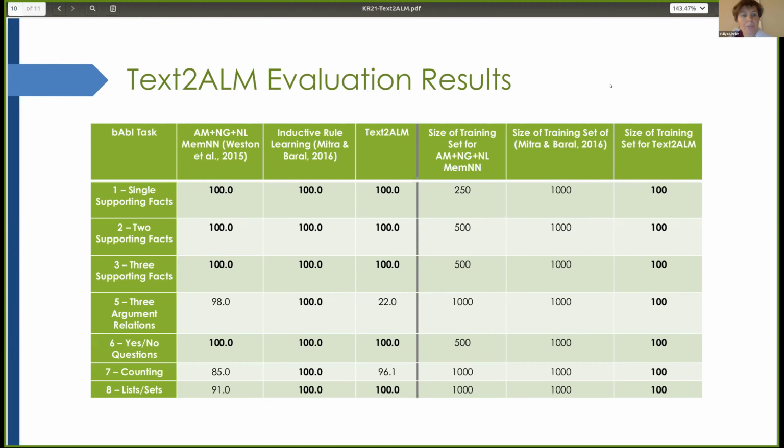So here I present the results on the 7 tasks that we've been considering. As you can see, Text2Alm performs very nicely on most of the tasks, except that with some tasks, Text2Alm had a consistent problem with syntactic parsing of some sentence structures, and there is no mechanism at the moment to recover from that.